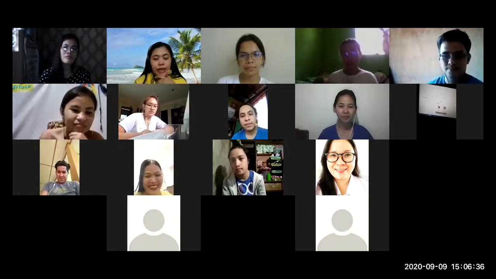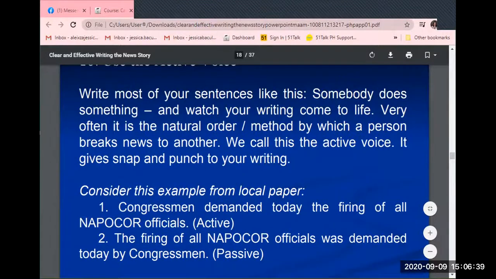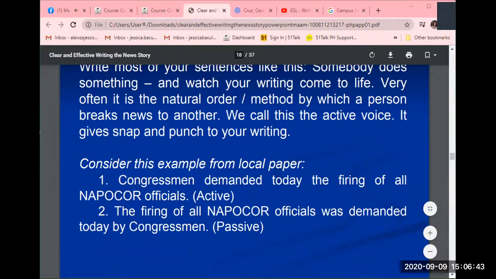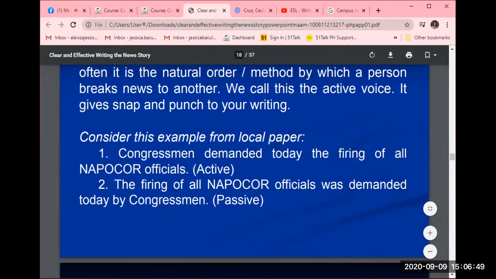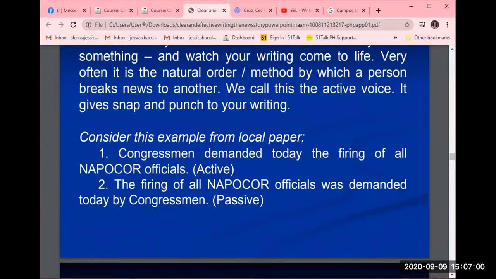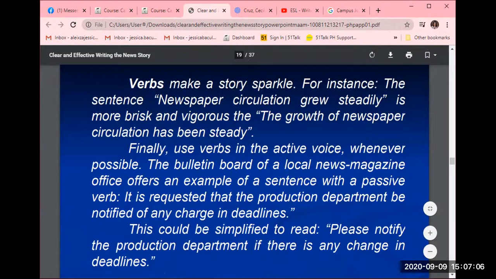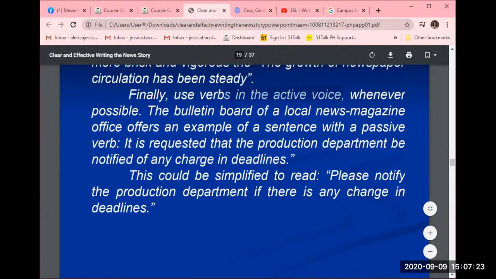Alright, so that is basically tips on how to write. And lastly, use active voice. Do not use a passive one. For example, "Congressman demanded today the firing of all NAPOLCOM officials" compared to "The firing of all NAPOLCOM officials was demanded by Congressman." It's very unattractive and ineffective if we use passive voice in our writing, especially in the lead. And verbs make a story sparkle. For instance, the sentence "Newspaper circulation grew steadily" is more brisk and vigorous than "The growth of newspaper circulation has been steady." So finally, use verbs in active voice.